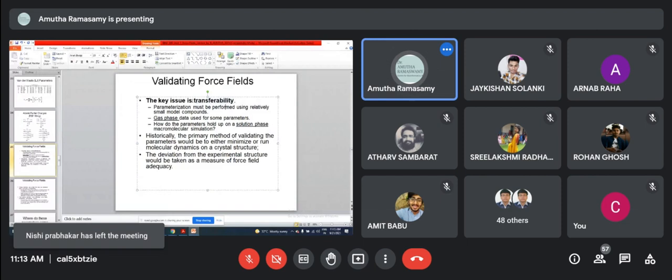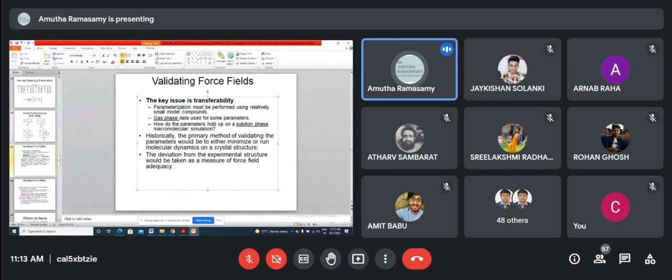Okay, so transferability is important. Every time you cannot generate the force field again and again, but you can have a dictionary of force fields which can be transferred to a variety of systems. So transferability mainly determines the perfection in the parameterization.